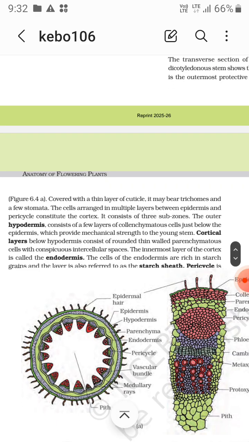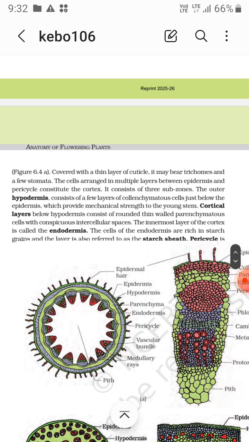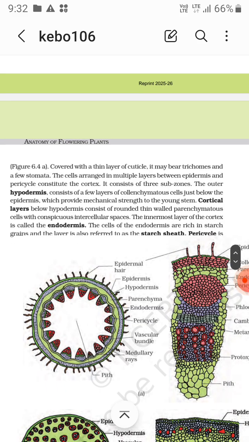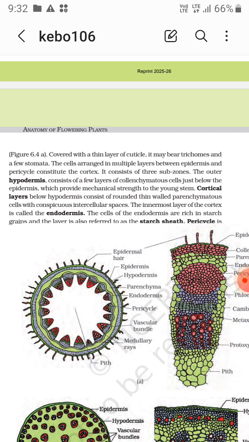It consists of 3 subzones. The outer is the hypodermis, which consists of a few layers of collenchymatous cells just below the epidermis, which provides mechanical strength to the young stem. Then the cortical layers below the hypodermis consist of rounded thin-walled parenchymatous cells with conspicuous intercellular spaces.